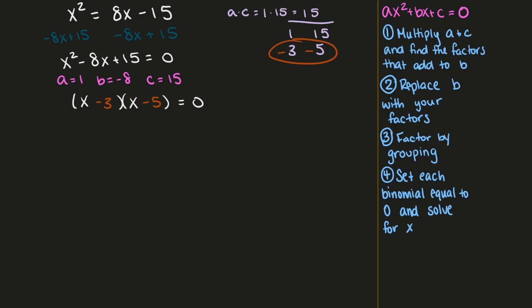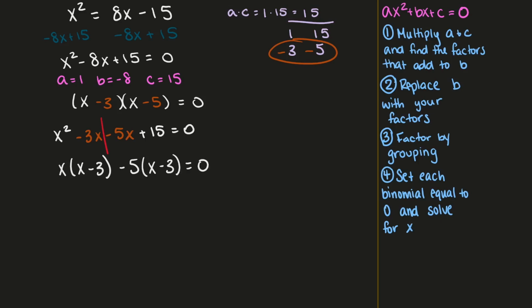So we know in our second step, we're going to replace b with our factors. So this would become x squared minus 3x minus 5x plus 15 equals 0. When we split that in half, we would factor out an x and be left with x minus 3. We would factor out a negative 5 and be left with x minus 3 equals 0. And when we factor out our x minus 3, we're left with x minus 5 equals 0, which is exactly the same as what we saw right here.